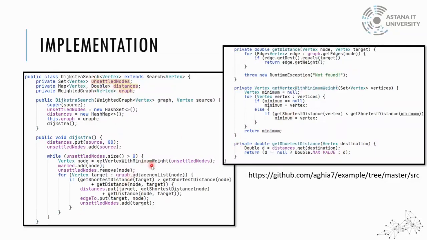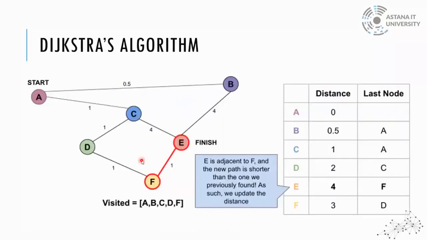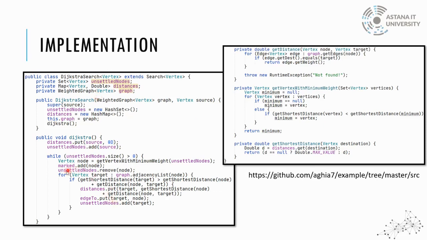The next is marked at node. So I'm adding this node that was minimum. As you see, starting from I, we should find the minimum, whether it's B or C. And since the path to B has the smallest weight, I will choose B first and then go to A. And once I finish, I go to C and so on. So I also say unsettled nodes dot remove node, because once I finished with that, I can say that that node was settled.